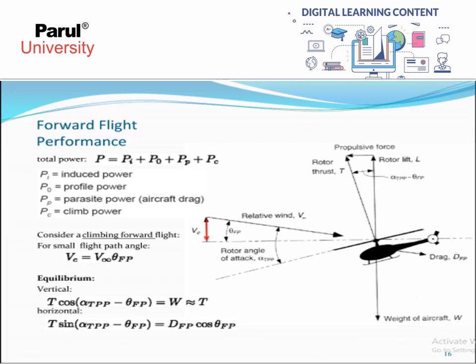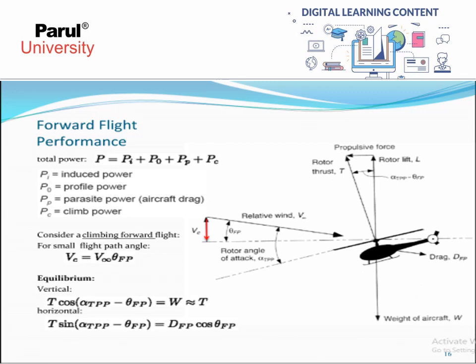Now consider a climbing forward flight. For a small flight path angle, Vc is equal to V infinity theta Fp, where theta Fp is the flight path angle. In equilibrium, we can see in the figure the forward flight performance. The rotor lift is acting perpendicular to the free stream velocity, and the rotor thrust T makes an angle phi, which is alpha TPP minus theta Fp. This is the propulsive force. We can say the resultant force is the thrust.